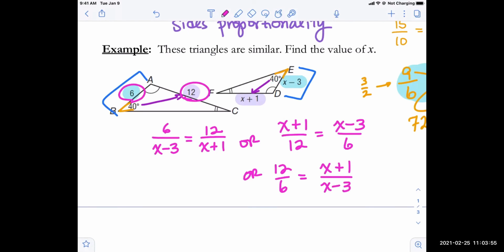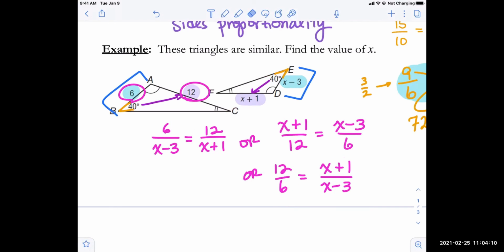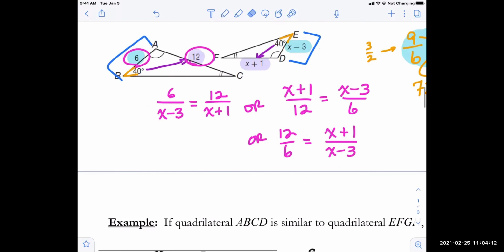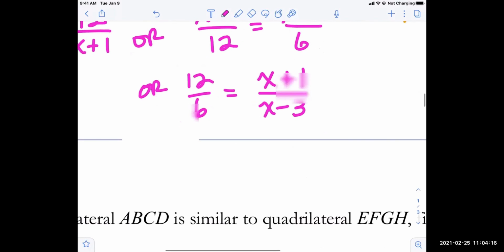Now, all of those are the same. How do we know they're the same? Because when you cross multiply, you get 6 times x plus 1 equals the other cross product. Okay, all of those are saying the same thing. To solve that, it might be a little simpler to do this one just because that's a 2-to-1 ratio. Okay, you can always simplify on one side of the equation like that.